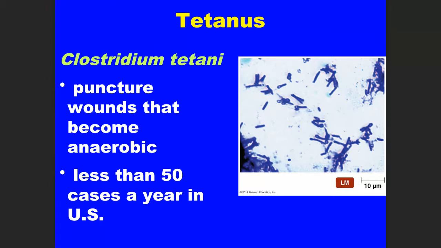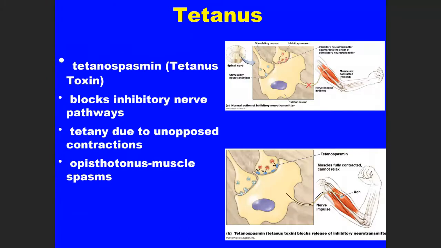We typically see less than 50 cases per year. It definitely doesn't go beyond that. And this bacteria, once it starts growing and dividing, makes a toxin that's called the tetanospasmin toxin.